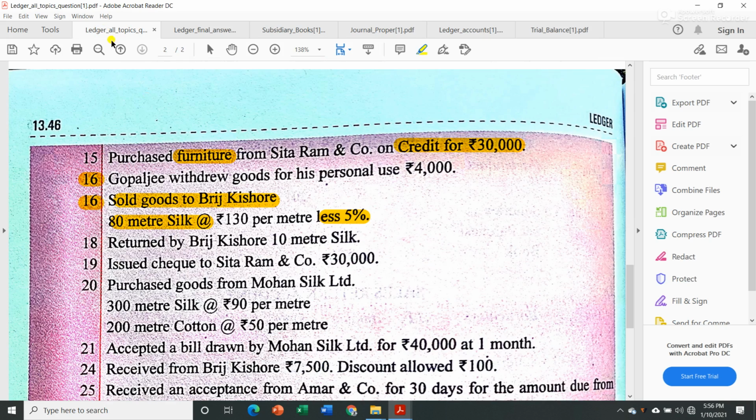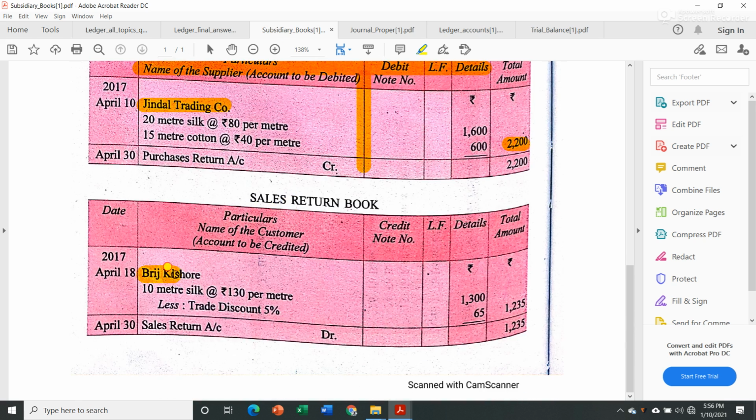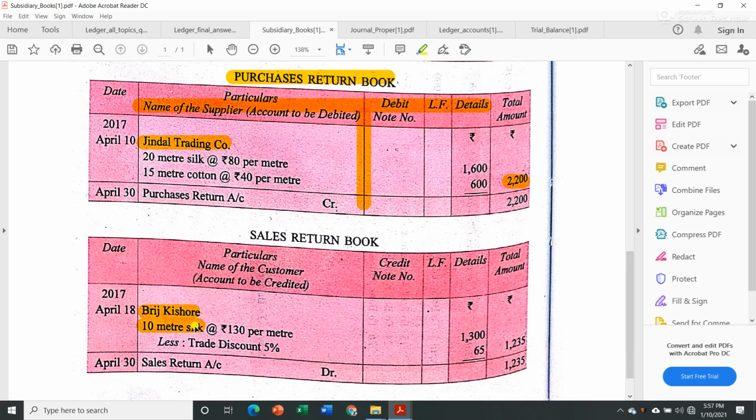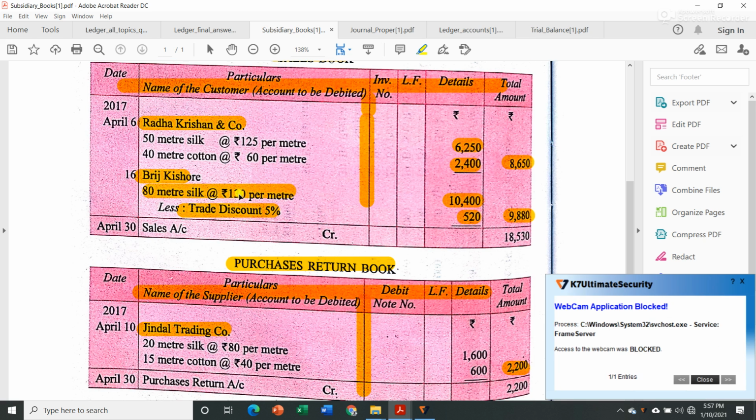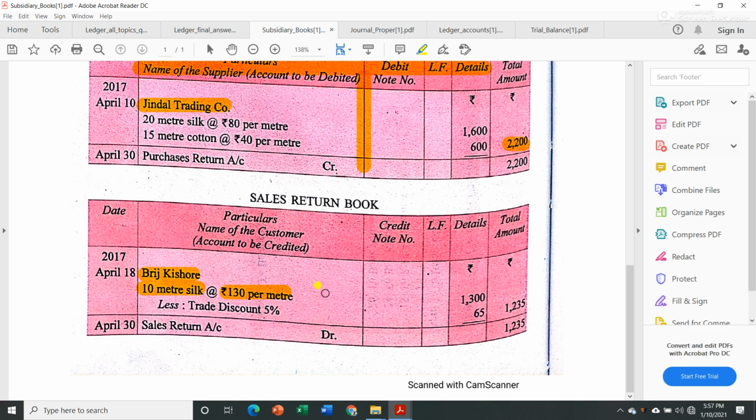Then next transaction, let us see, on April 18, return by Bridge Kishore, 10 meter silk. Now this is sales return, so we will write in sales return book. Bridge Kishore returned 10 meter silk. While returning, if they don't mention the rate, then you have to check. This is 10 meter silk that we earlier sold to him at the rate of 130 per meter, so here also we will put 130 per meter, so altogether it's 1,300.